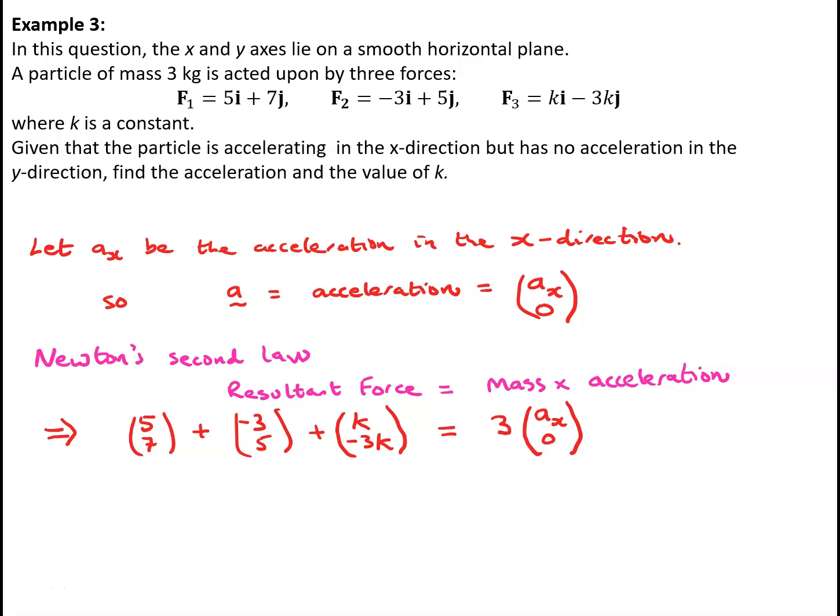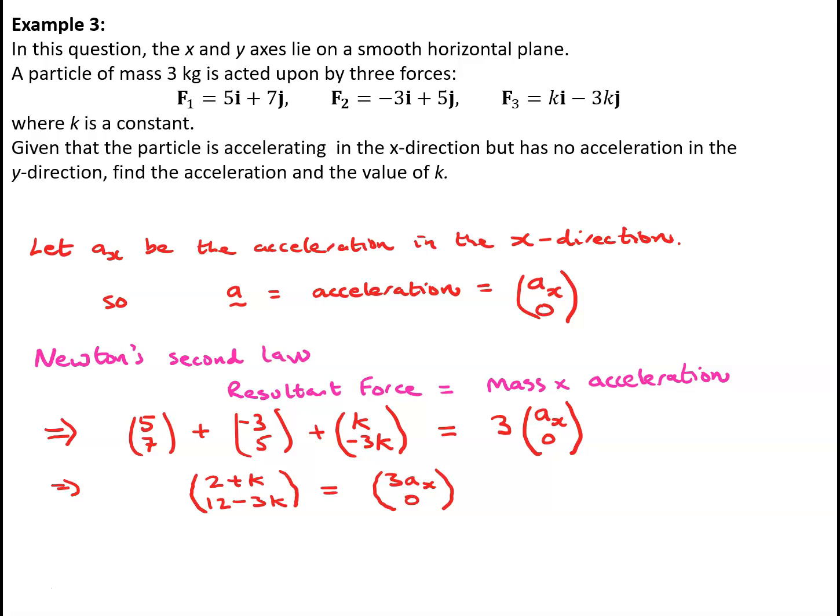Simplifying the left-hand side gives me k plus 2 as the x component and 12 minus 3k as the y component. Simplifying the right-hand side, 3 times the acceleration gives me the vector consisting of 3 times a subscript x, 0.